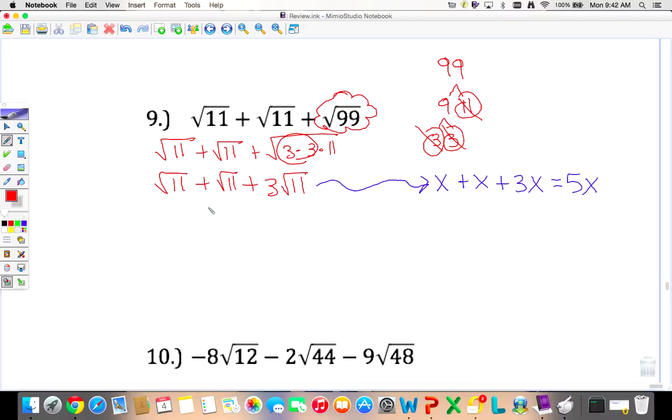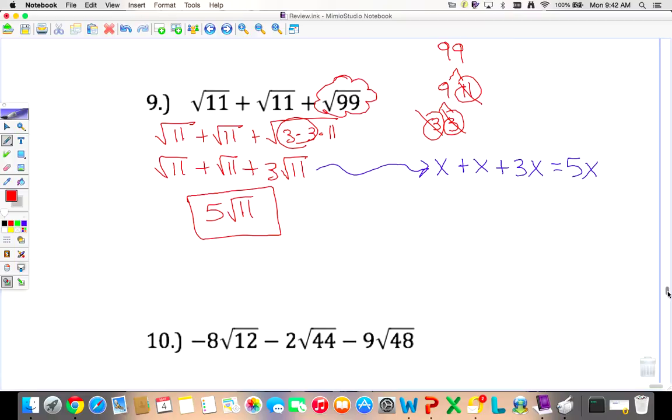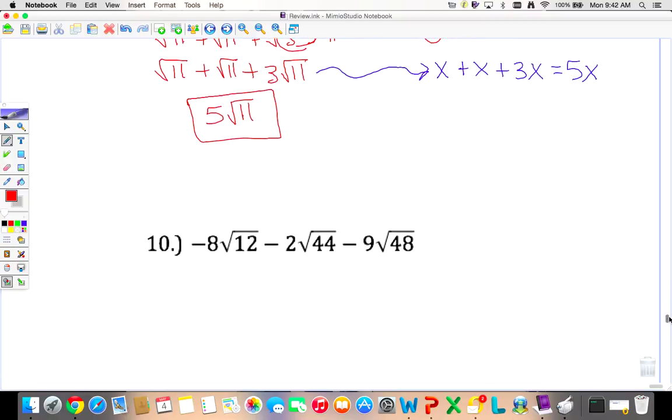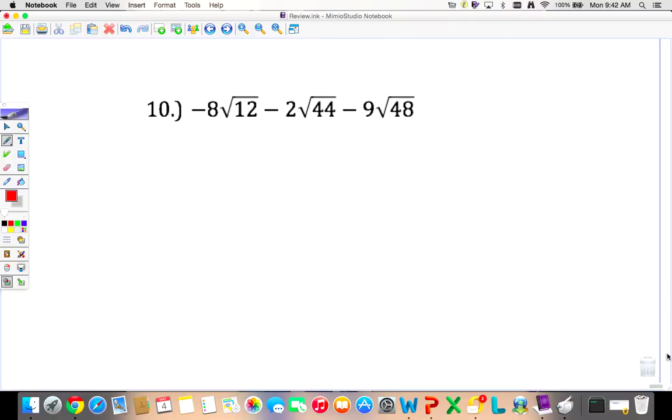Same thing over here. Just pretend as if these are apples. Here's an apple, there's an apple, 3 more apples. You have 5 of these apples. Well, instead of calling them apples or x's, they're going to be square roots of 11. The square root of 11 plus the square root of 11 is 2 square roots of 11. Plus 3 more will give us 5 square roots of 11. It's just combining like terms. That's all that is.